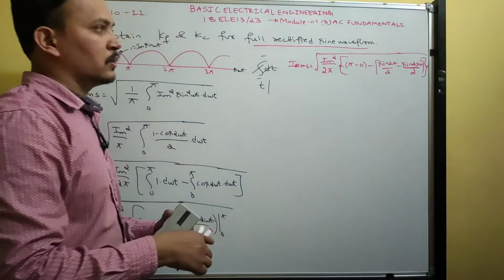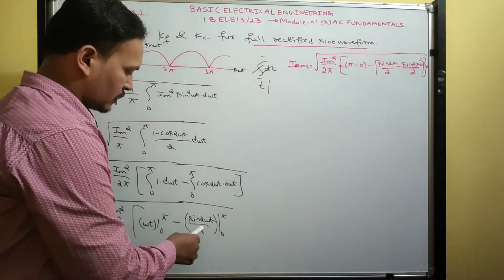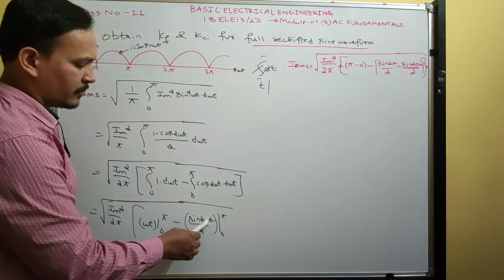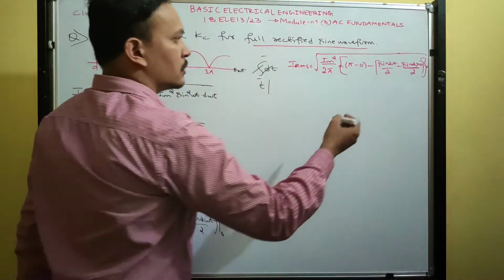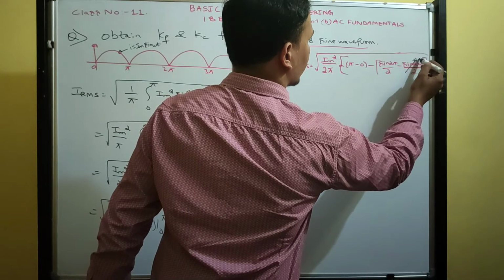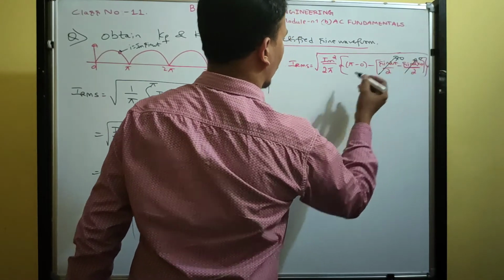Okay, now what will you get for the last two terms? See, replace omega t by pi and then omega t by 0. That is what I have done. So 2 into 0 is 0. This term will become 0. This also will become 0.